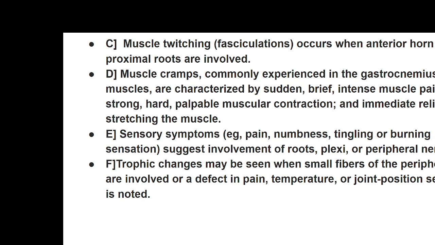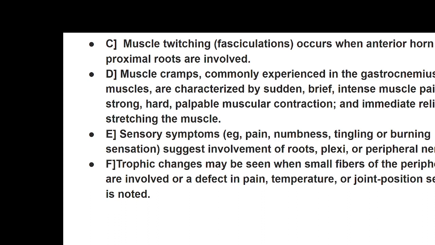A few of the patients also may have a sensory symptom like pain, numbness, tingling and so on, which again suggests the involvement of the nerve roots and the peripheral nerves. And one more category would be patients who may have trophic changes when the small fibers or the peripheral muscles are involved, where the patient may not be able to sense pain, temperature or joint position, etc. Sensory abnormalities could occur. Now these are the major types of presentation of focal muscular atrophy.